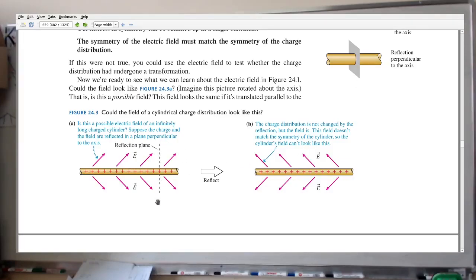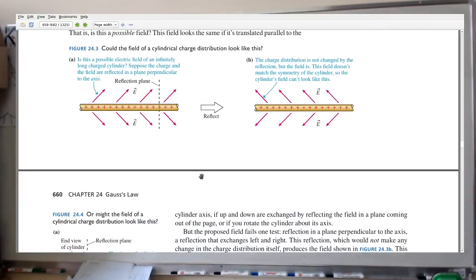Right? So let's imagine a reflection plane here, and reflect everything with respect to that. The electric field is going to change. It can't, because when you do that reflection, the charge distribution did not change. And electric field is determined by the charge distribution. So if you're having something like this, then it's a contradiction. The electric field cannot be like this. Right?